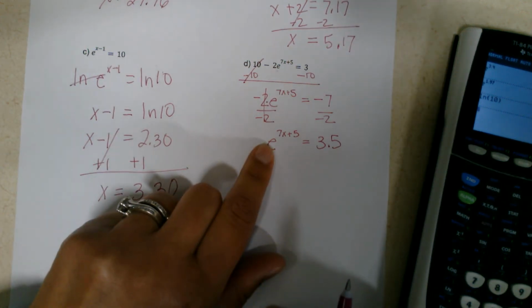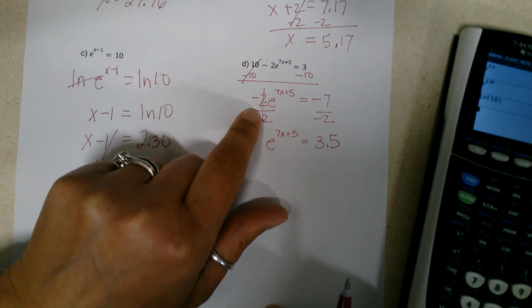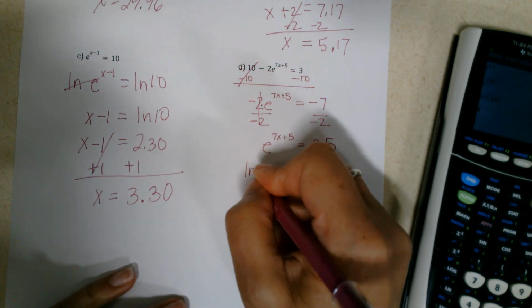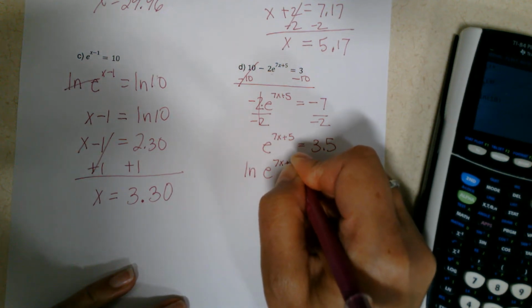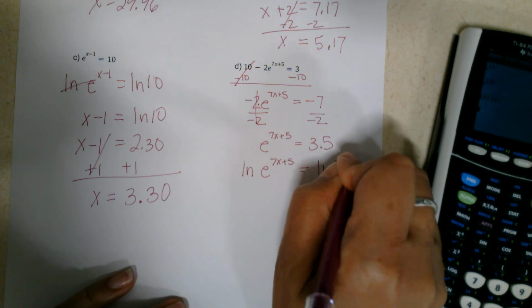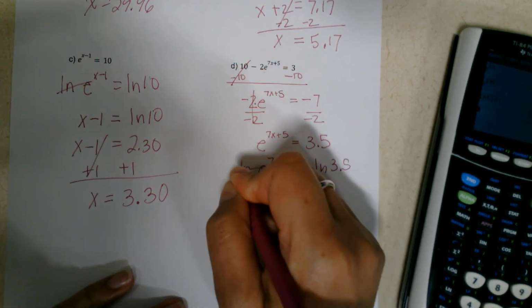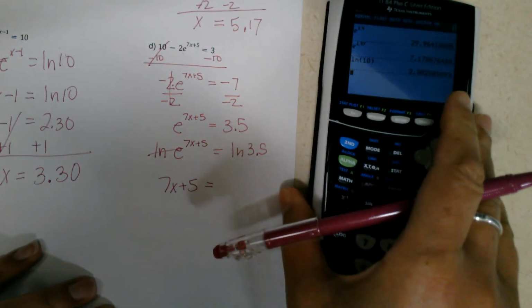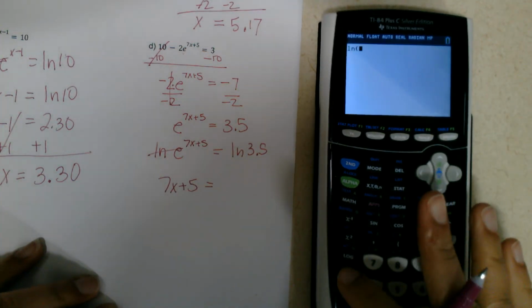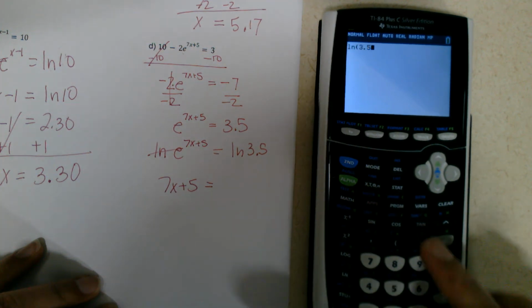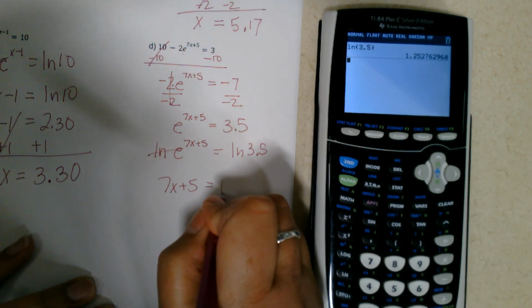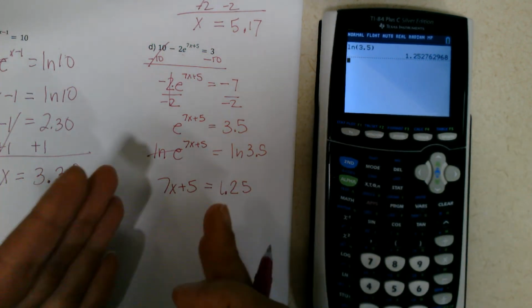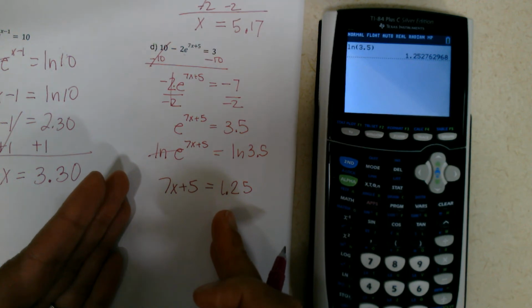Now that we have e by itself, we subtracted 10, divided by negative 2. Now that we have this, we can then put the ln on both sides. This gets a natural log, and this gets a natural log. And so the e and the ln cross out. We're at 7x plus 5. I'm hoping you see a little pattern here. We go to our calculator. We do the natural log ln 3.5. We get 1.25. And then it's a two-step problem. You're at 7x plus 5 equals 1.25.